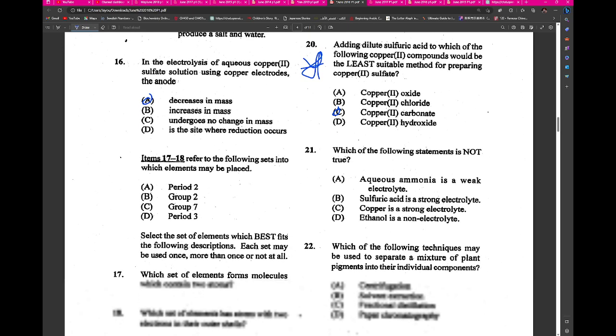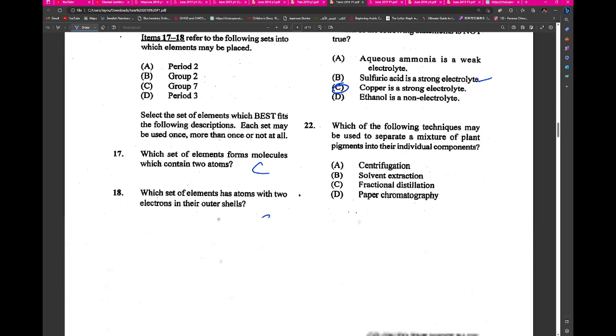21, which of the following statements is not true? Ammonia is a weak electrolyte. Sulfuric acid is a strong electrolyte. True. Sure. Copper is a strong electrolyte? Nope. Which of the following techniques may be used to separate a mixture of plant pigments and individual components? This would be paper chromatography.